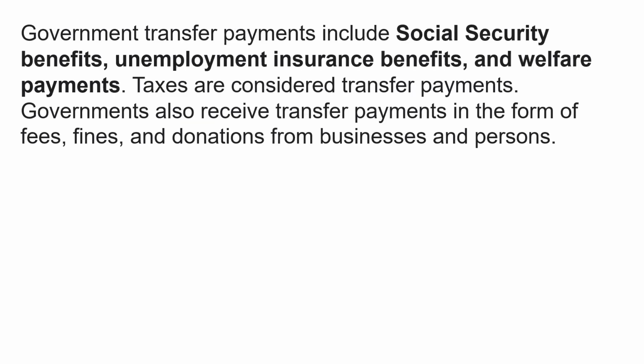What is included in government transfer payments? Social security benefits, unemployment insurance benefits, and welfare payments. Taxes are also considered transfer payments. Governments also receive transfer payments in the form of fees, fines, and donations from businesses and persons.